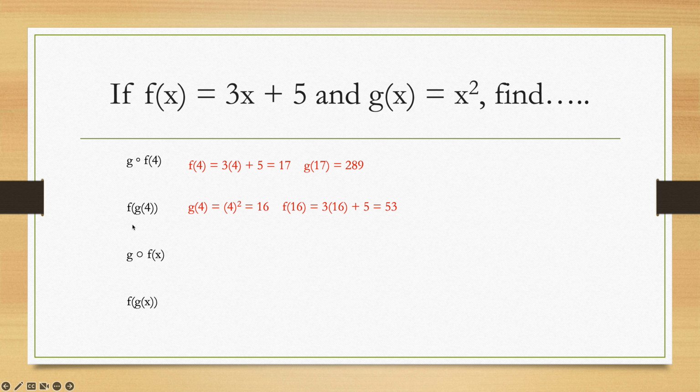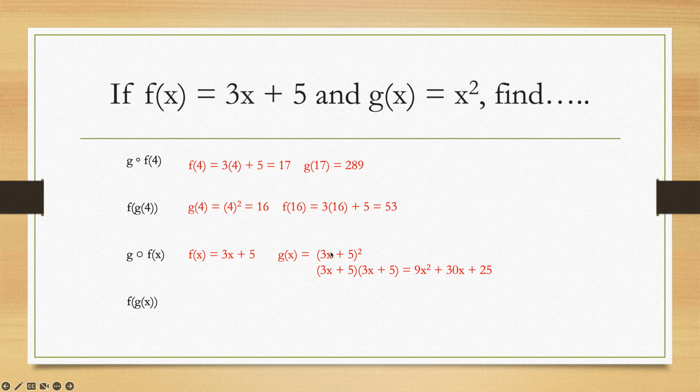Next up, g of f of x. That would become f of x is 3x plus 5. If I gave it the specific item called an x, remember, the function f takes whatever you give it. It takes the input, and it triples that input, and then adds 5. So if I give it a specific input of x, it's going to triple that specific input of x into 3x, and then add 5. Then that output becomes the input for g, and g takes whatever its input is, one way to view the x is as the input, and squares it.